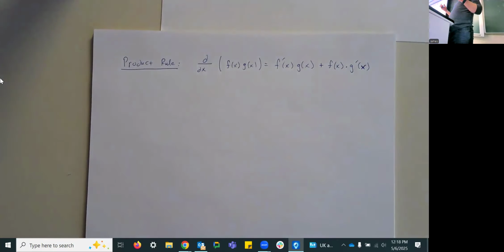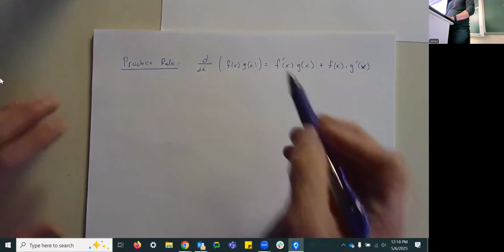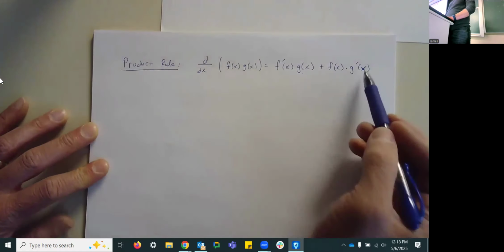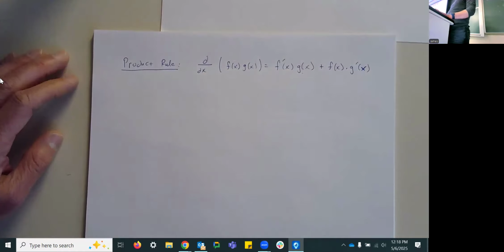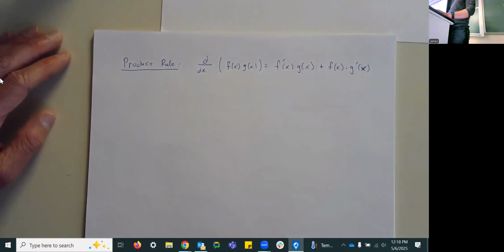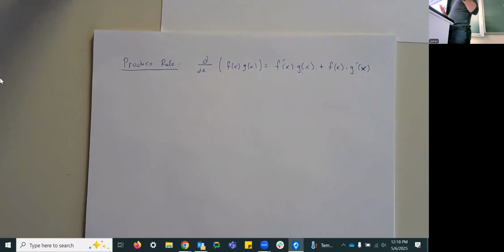Or as I like to say in my head, each derivative gets multiplied by all the other functions. So the derivative of f gets multiplied by g, the derivative of g gets multiplied by f. If there were 3 functions, the same sort of thing would happen. We talked about that last time, how you have a triple product rule or a quadruple product rule or a product rule for any number of things where each single derivative gets multiplied by all the other left alone functions. You get all those things happening.